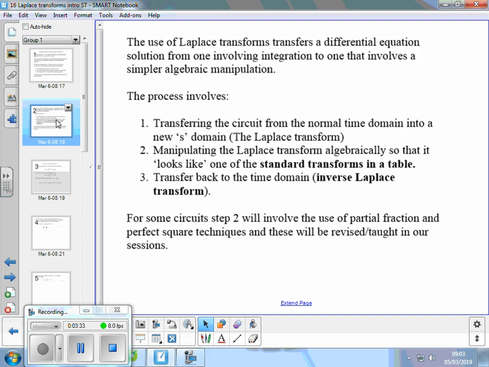Alright, so for some circuits, step 2 will involve the use of partial fraction and perfect square techniques, and these will be revised and taught within these sessions. Okay, so we've not done anything essentially with perfect square, so we'll be teaching that in the sessions.